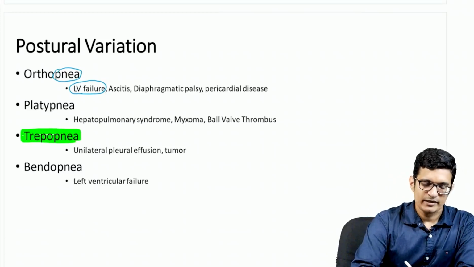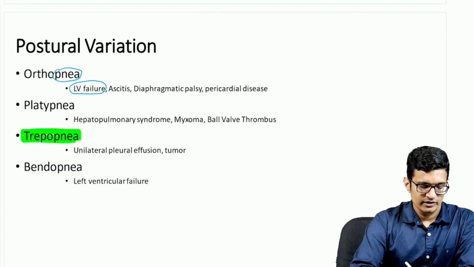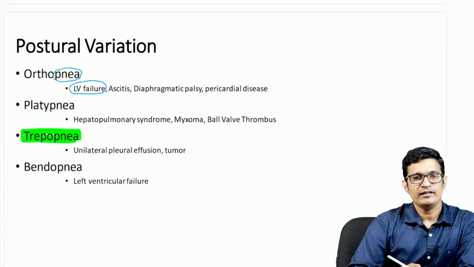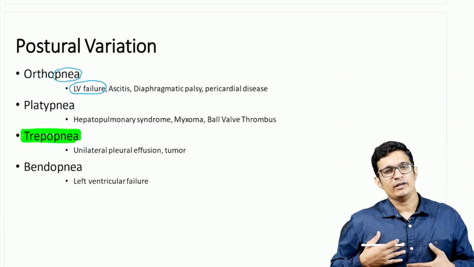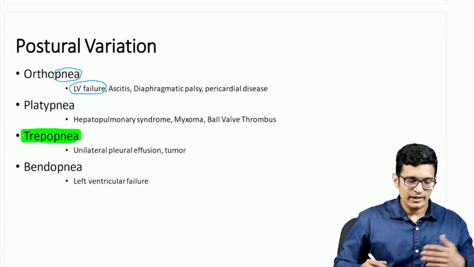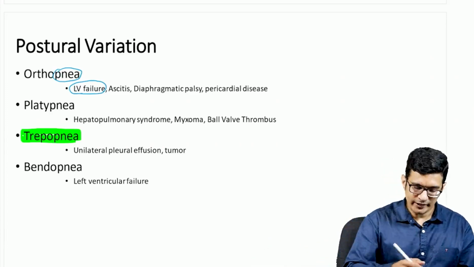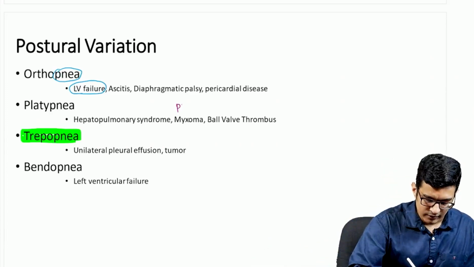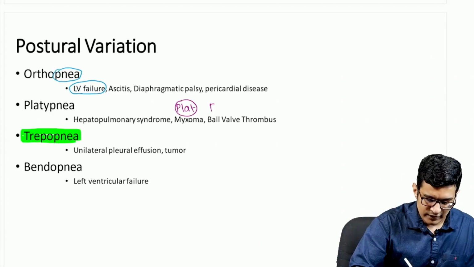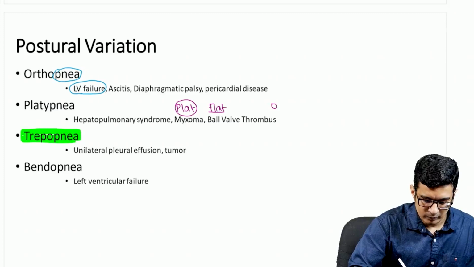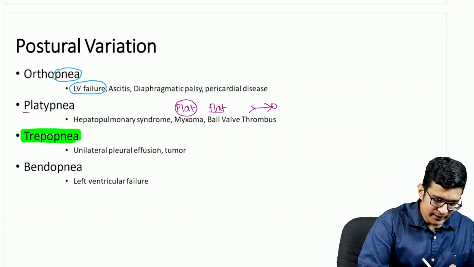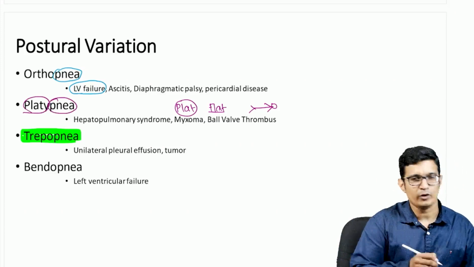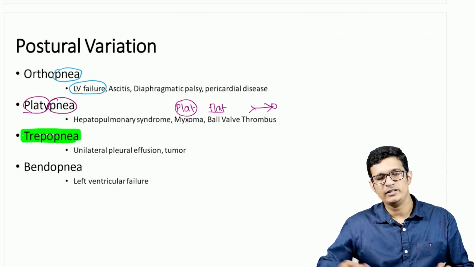So orthopnea is breathlessness worsening on lying down position. Platypnea is breathlessness worsening on upright position. So when the patient is standing in ortho position, he will be having breathlessness. When he is lying flat, or maybe you can replace flat with PLAT, so when the patient is lying flat in the supine position, that patient is comfortable. So in a platy position, he is able to breathe normally. In a supine position, the patient is able to breathe normally.